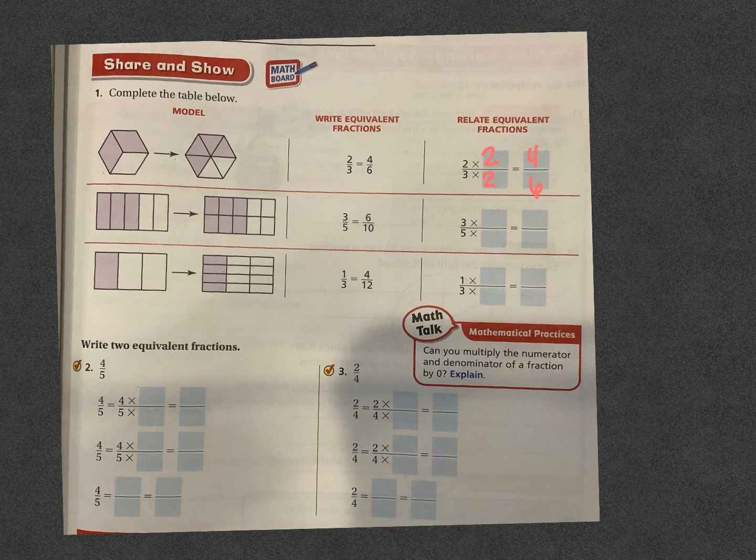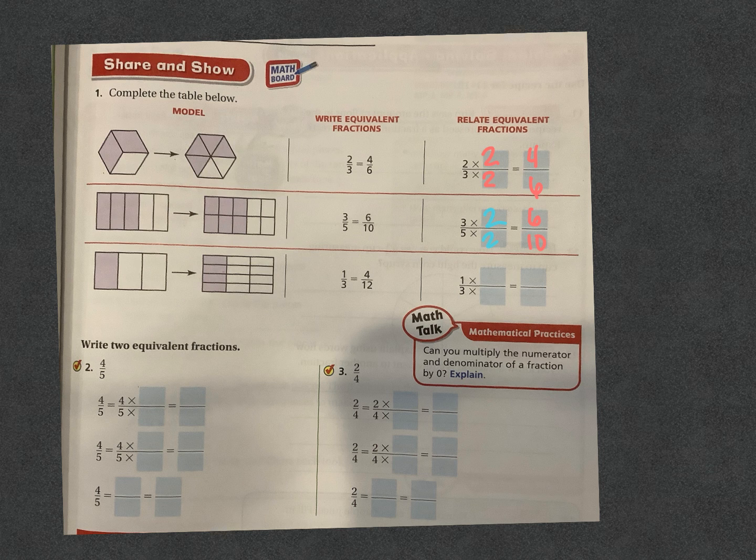3 times what number gives me that 6 for 6/10? 3 times 2 does. And if this is in fact equivalent, then 5 times 2, we have to use the same multiplier, will also give me 10. And it does. 5 times 2 is in fact 10. So these are equivalent. As long as I multiply the numerator and the denominator times the same number, it is staying equivalent.